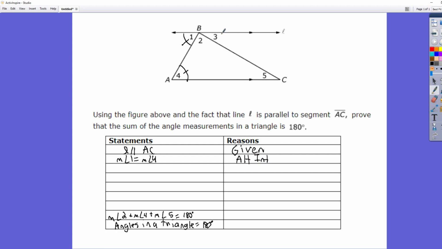Similarly, I can look at angle 3 and angle 5. They would also be considered alternate interior angles. They're on the interior of the parallel lines and they're on alternate sides of the transversal BC. So the measure of angle 3 is equal to the measure of angle 5. Same reason.